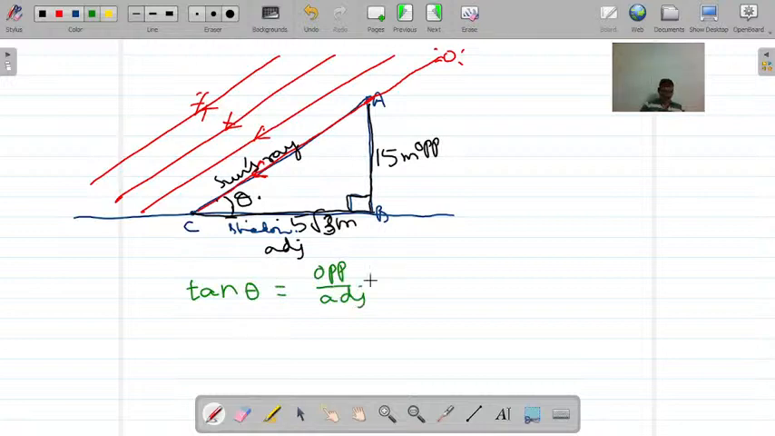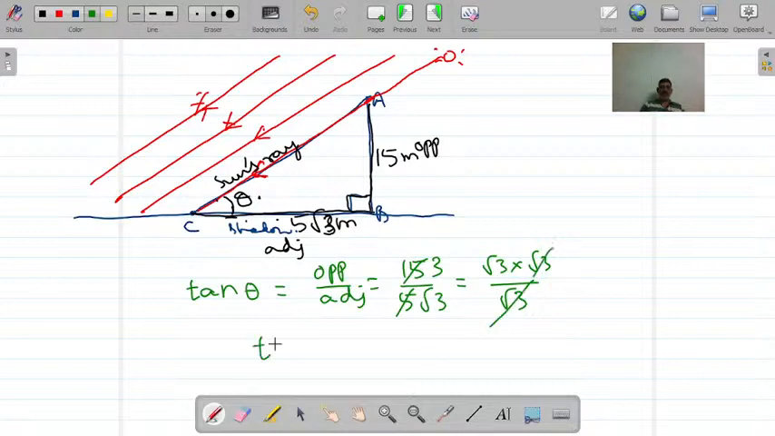Yes, you are right. Now, what is opposite here? 15 by adjacent is 5 root 3. Now, 5 divides 15 3 times, so 3 by root 3. But we know that 3 is root 3 into root 3, so it is root 3. So I got tan theta is equal to root 3. Now, what is the angle for which tan is root 3?